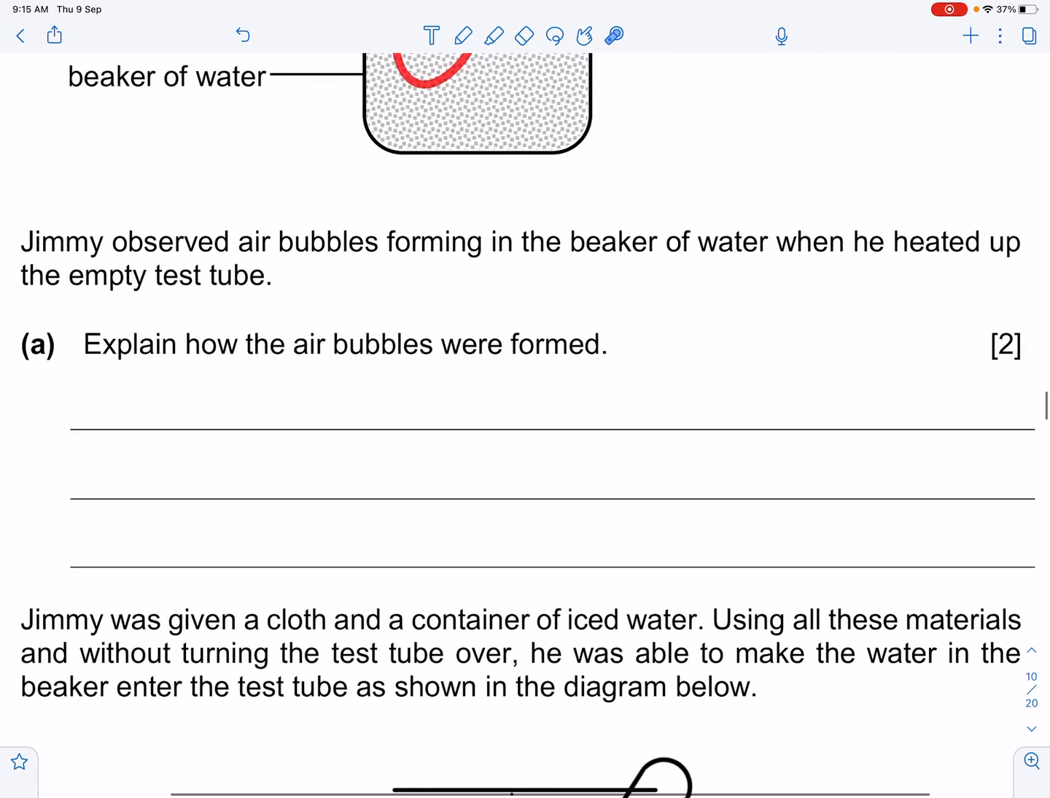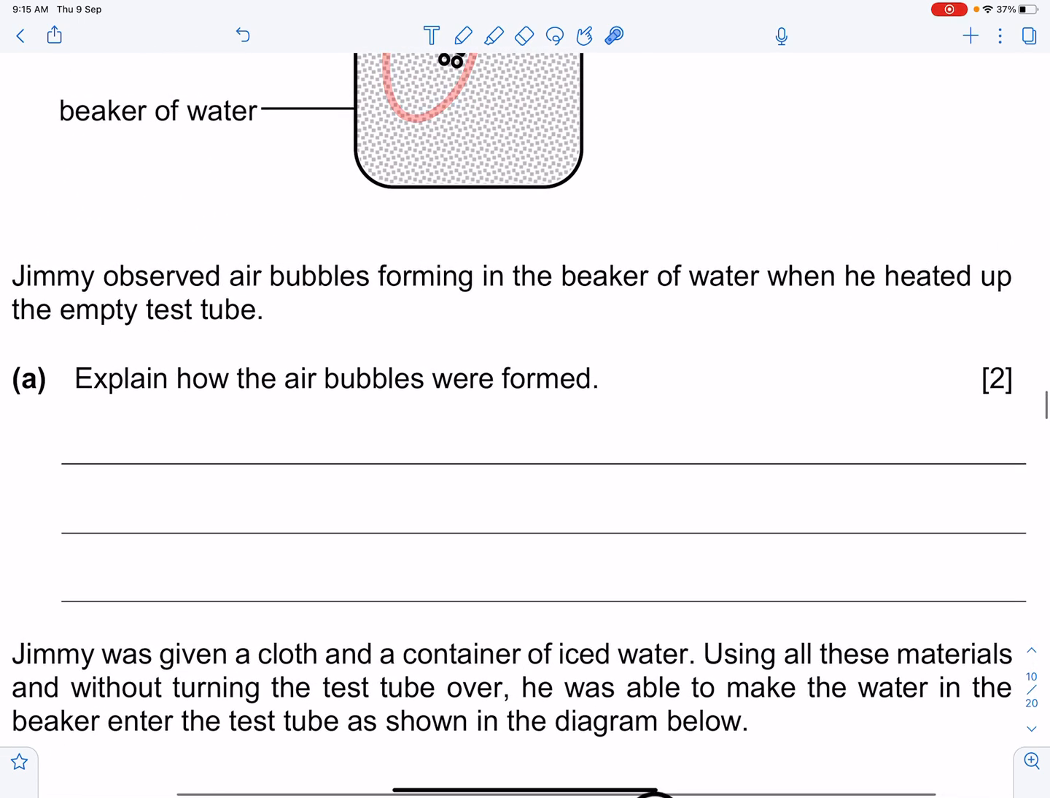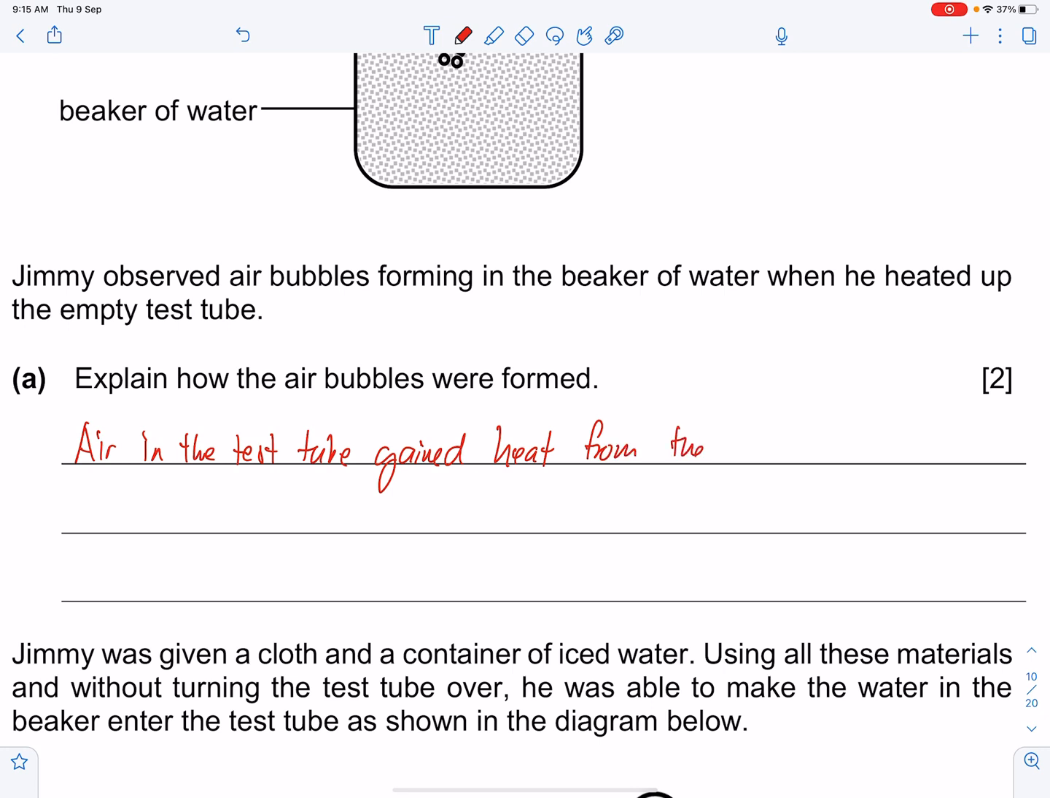Okay, so most of you got this right, except that you're not careful. Certain keywords won't stick. For example, gain heat from where? So: air in the test tube gains heat from the heat source.